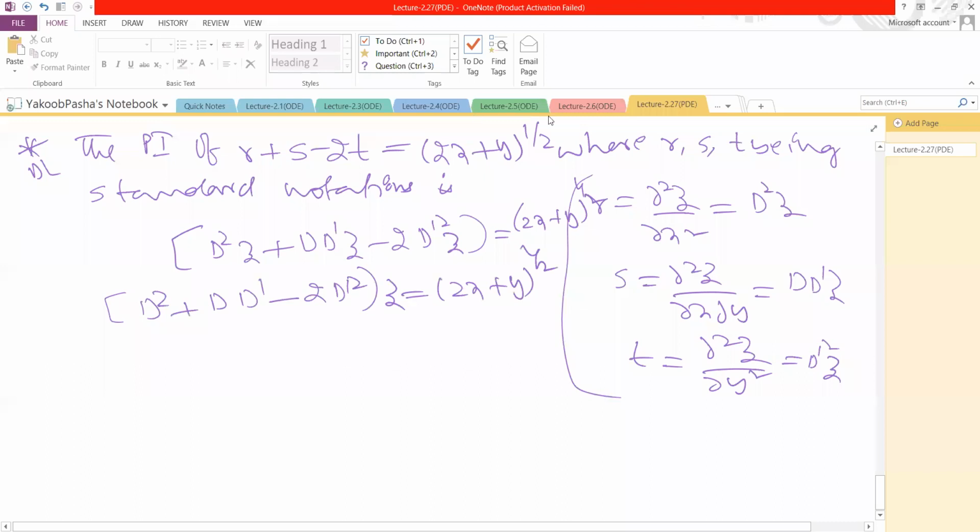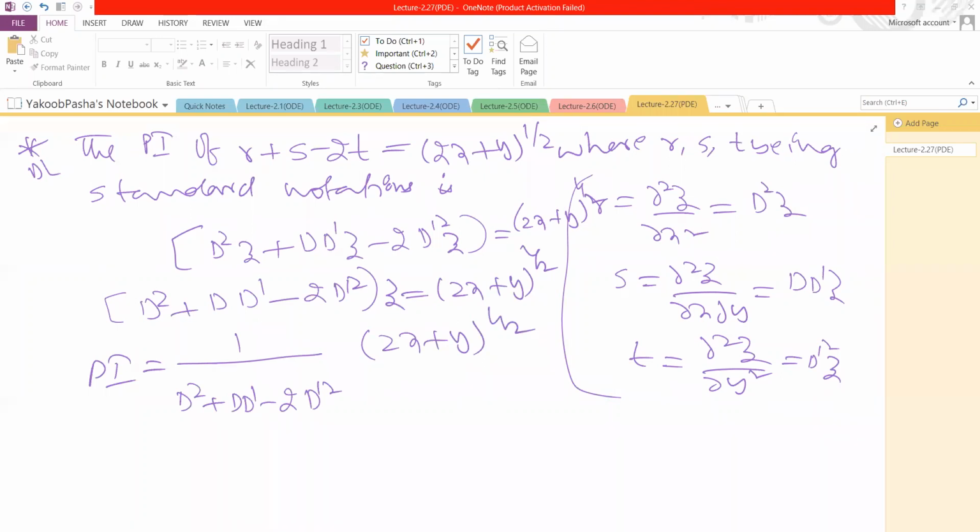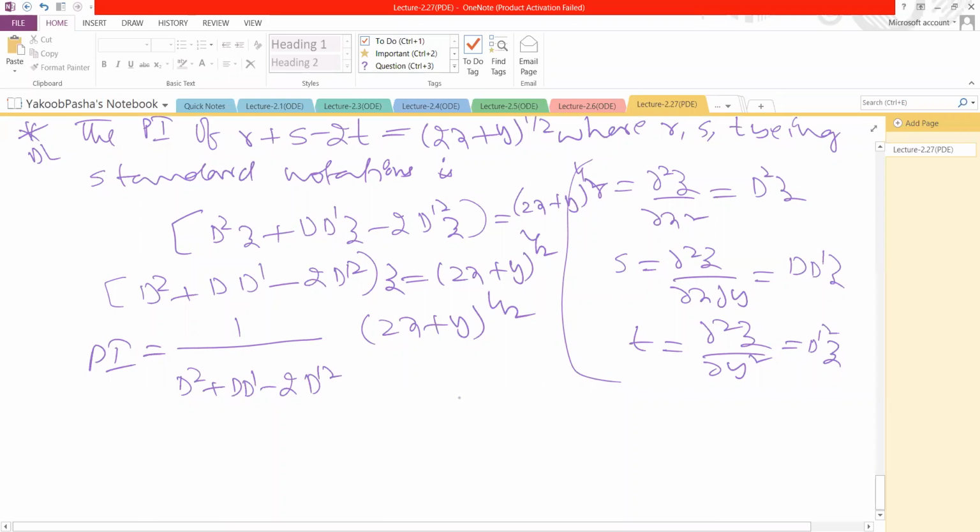Okay, so we can write the auxiliary equation. We just need to find the particular integral, that is 1/(D² + D' − 2D'²) of (2x + y)^(1/2). So we can use the integration formula. Just replace D by a, where D = a means here 2, and D' = b = 1.